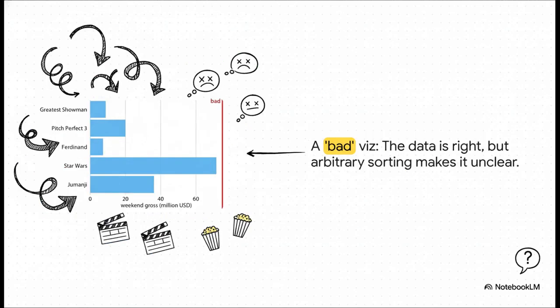This chart here is a perfect example of a bad design. The numbers, the weekend box office for these 5 movies, are totally accurate, but look at how they're ordered. They're sorted alphabetically by movie title. This totally arbitrary arrangement makes your eyes jump all over the place trying to compare the bars. If they had just sorted it from highest to lowest, the main insight, who won the weekend, would have been obvious in a second. So it's not wrong, but it's really bad communication.